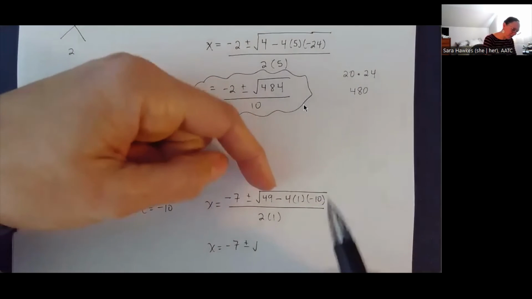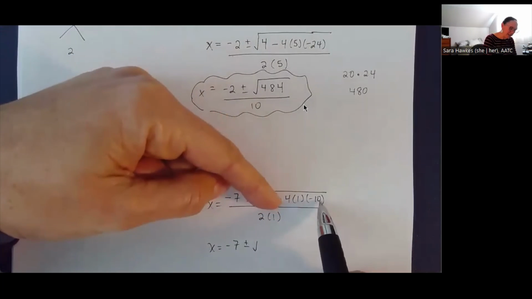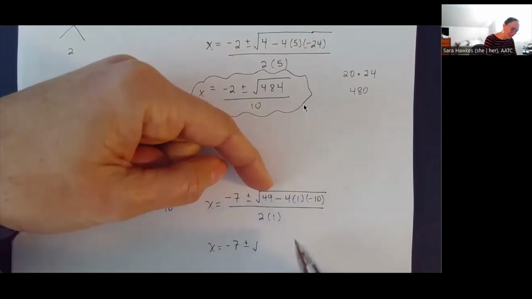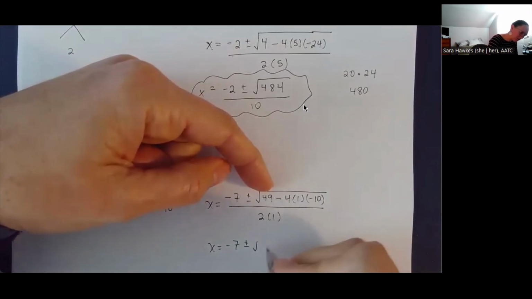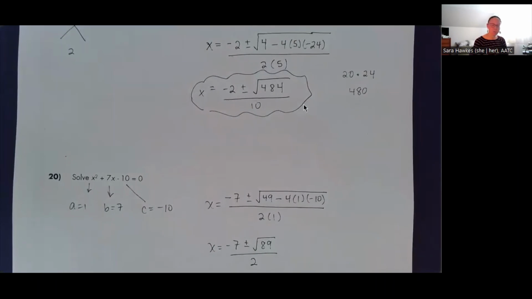Inside of that square root, 4 times negative 10 would be negative 40. But minus a negative 40 is going to mean I'm actually adding those together. And 49 plus 40 sounds like 89, all over 2. We got the part in the square root down to a single number, which means we get to quit.